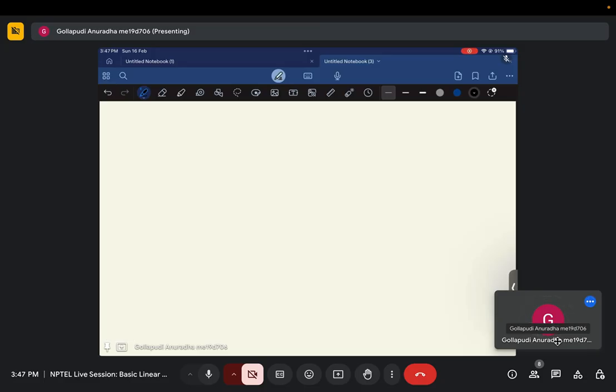So tell me one true or false statement: determinant of A is equal to determinant of the reduced echelon form of A. It's a true or false question. True, ma'am. No, it's a false statement.